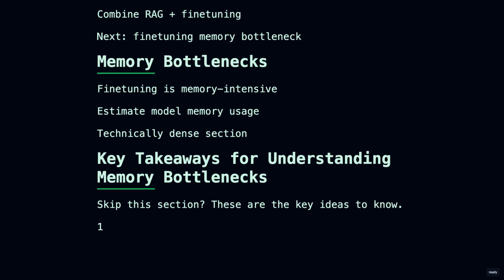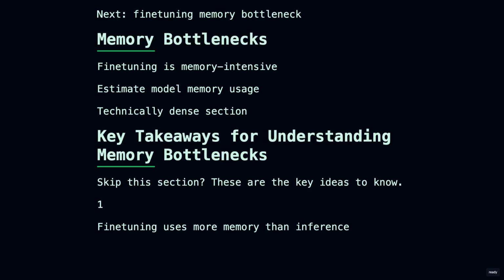First, I'm setting up the list of takeaways. The next points explain why memory matters so much and what specifically drives the cost up. With foundation models, memory is often the limiting factor both when you run the model and when you train it. Fine-tuning usually needs much more memory than inference because training has to store extra information for learning, not just produce outputs.